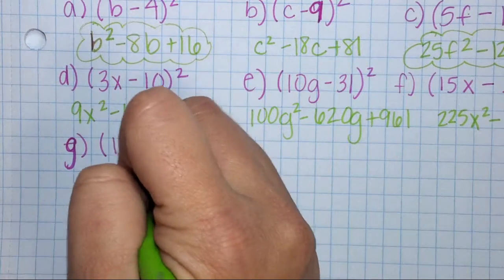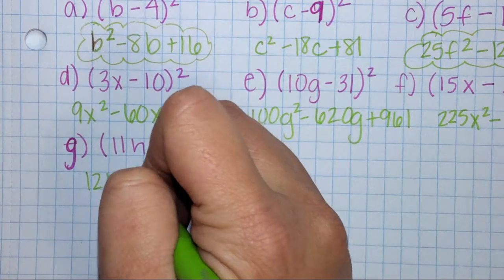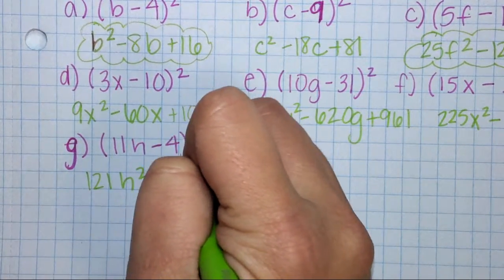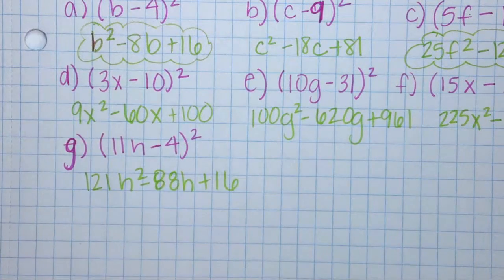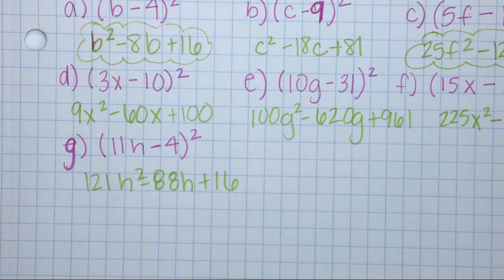Alright, if 2 people got it right, take a point. And the last one, 121h squared minus 88h plus 16. How many of us got that right? If 2 got it right, take a point. If 3 people got them all right, take 2 points.